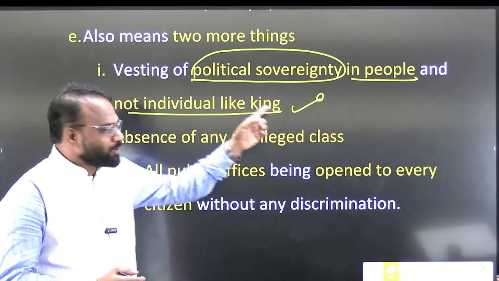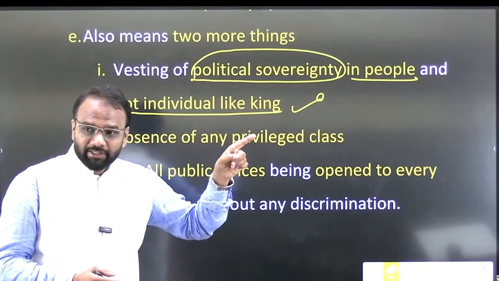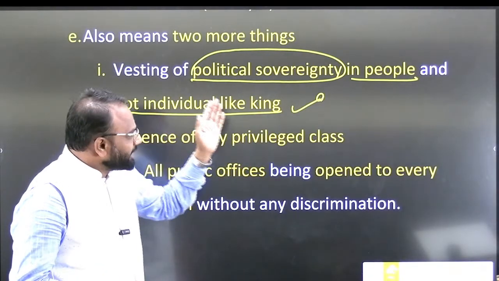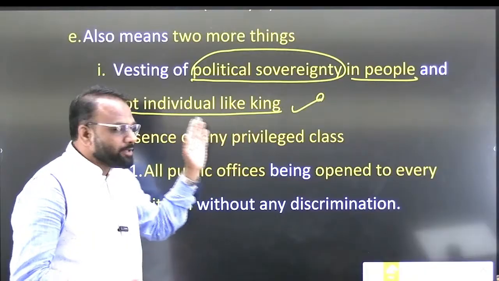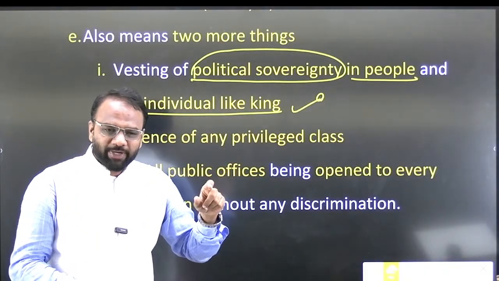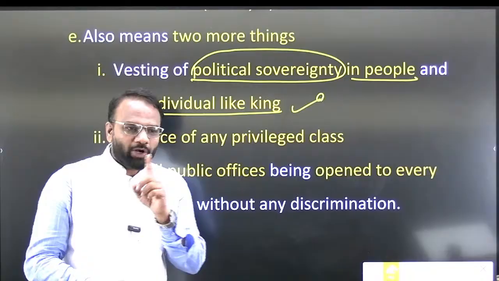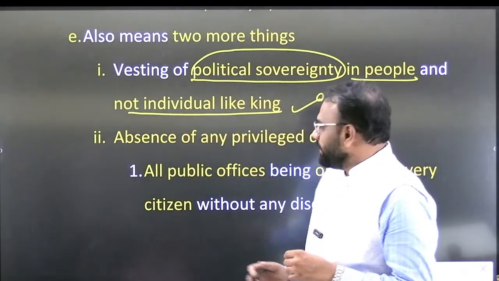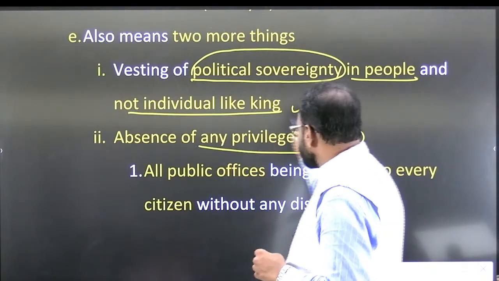Because when I say political sovereignty, you may get confused with what? The term democratic. But if they make a statement like this, vesting of political sovereignty in the people and not in an individual like king, which word in the preamble points to it? It's republic and not democratic. Okay, and not democratic. Okay. Next, another meaning. Absence of any privileged class.